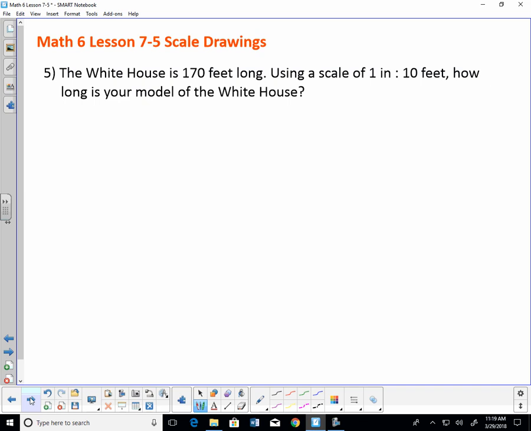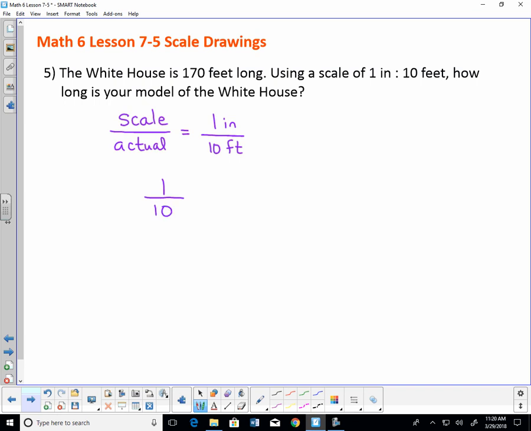The White House is 170 feet long. Using a scale of 1 inch to 10 feet, how long is your model of the White House? You're building a lovely model of your White House to give to Mrs. Z before she goes to Washington, D.C. on the famous Washington, D.C. trip. So if we do scale to actual, we have 1 inch is equal to 10 feet. Okay, so 1 inch is equal to 10 feet.